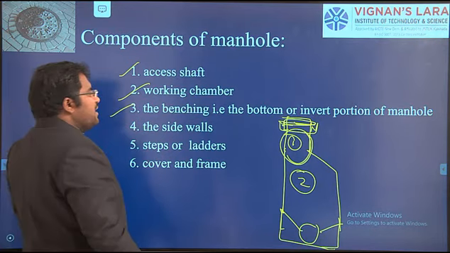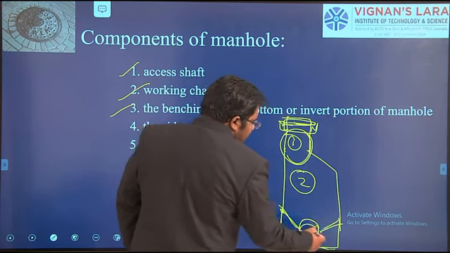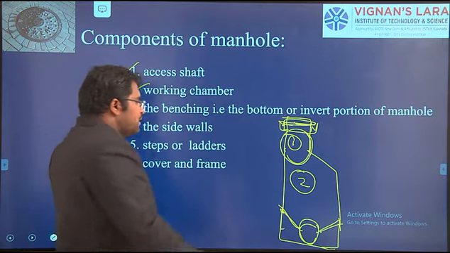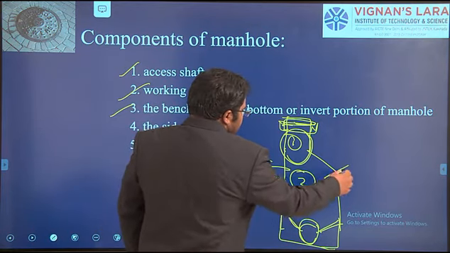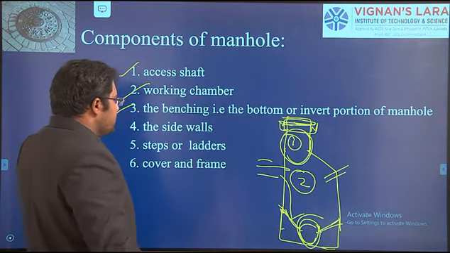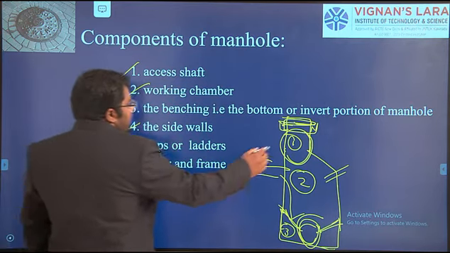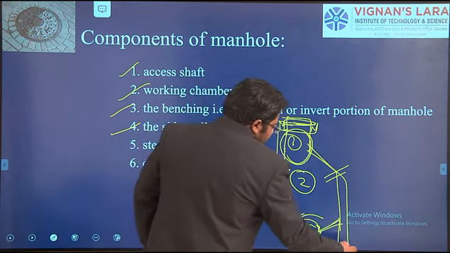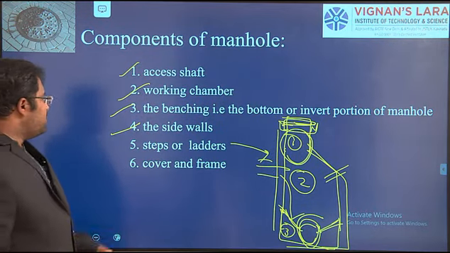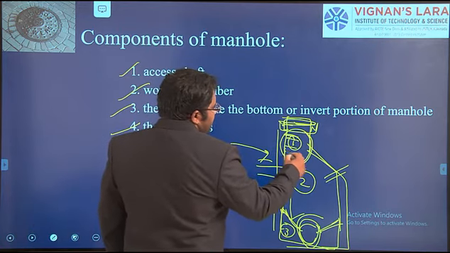Next, the benching, or bottom or invert portion of the manhole. It is made up of concrete and provides some slope. Whatever pipe or sewer joins here, the sewage will go and enter into the sewage pipeline. That is the third one. Next, the fourth one is the side walls. These two are the side walls. This is constructed based on the height, and based on the earth pressure we will construct. Then the steps or ladder. To access the inside we have steps like this.